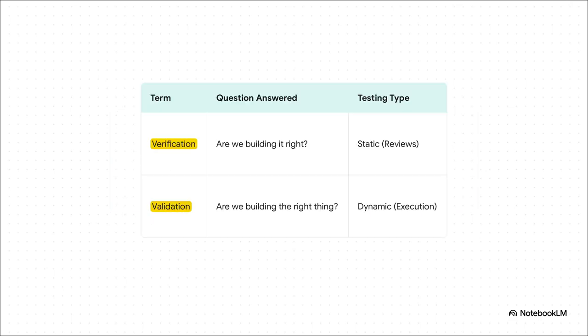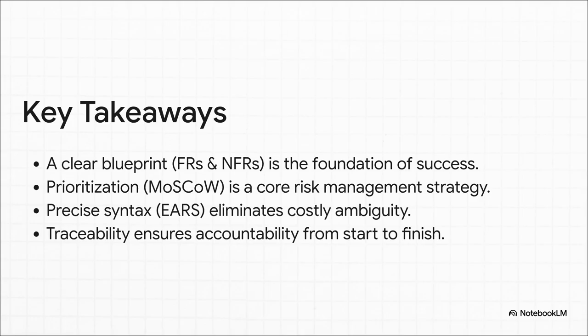And throughout this whole journey, we're constantly checking our work by asking two different but equally vital questions. The first is verification, which asks, are we building the product right? This is about checking the blueprint itself for mistakes before we start building. The second is validation, which asks, are we building the right product? This is testing the actual app to make sure it solves the user's problem. You gotta have both.